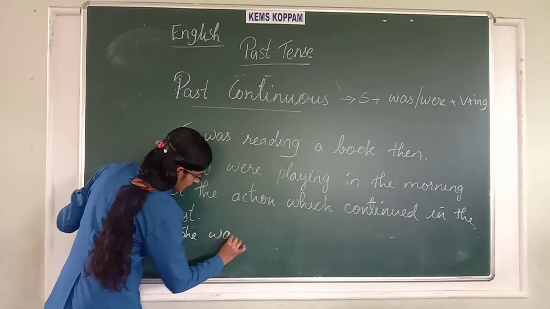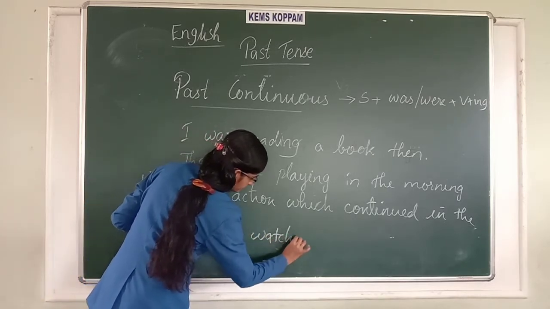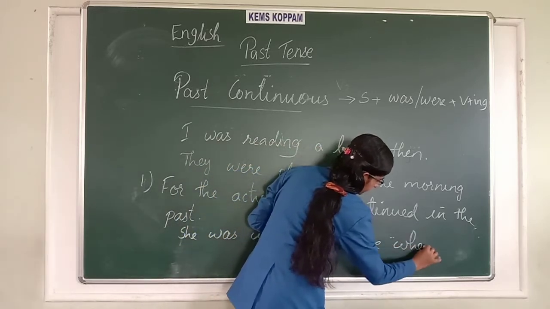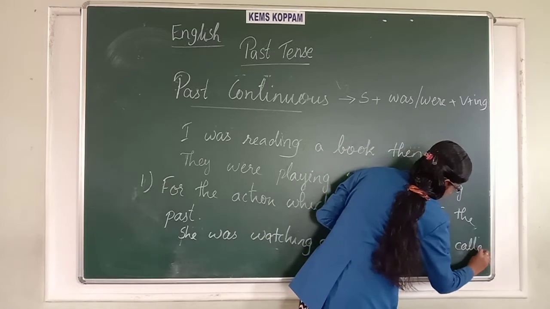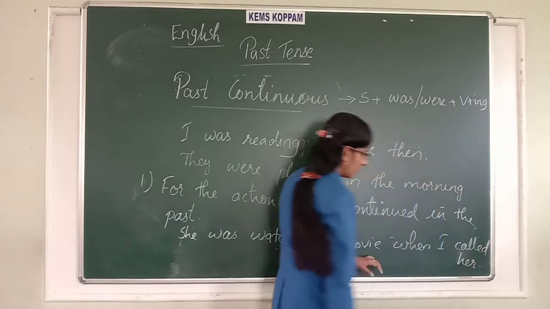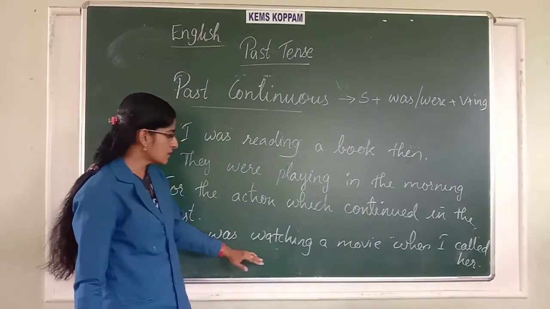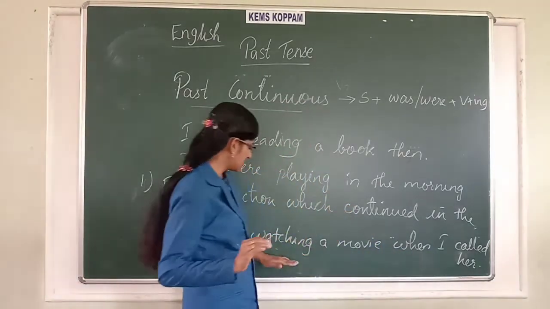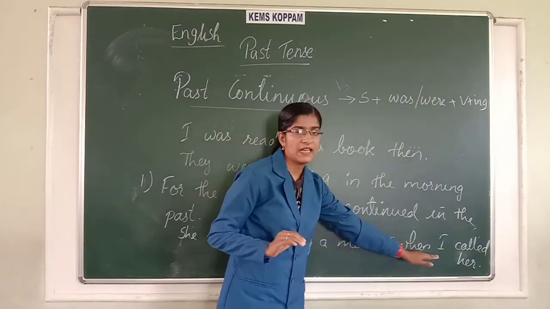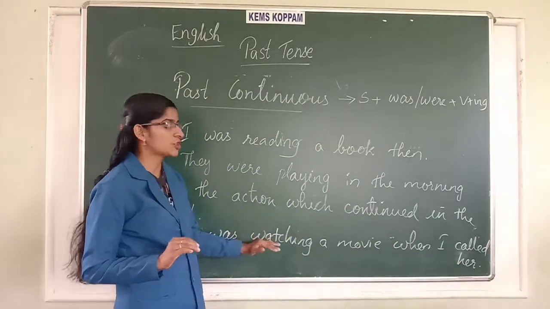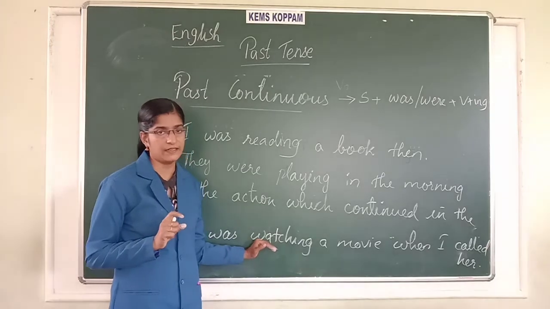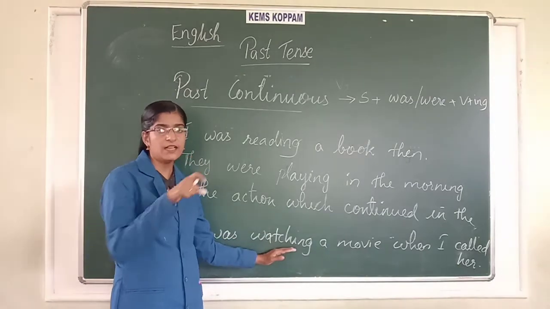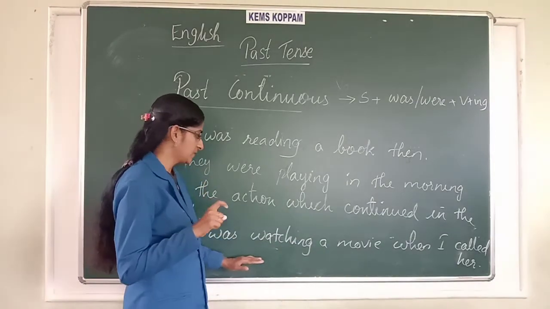She was watching a movie when I called her. Here two actions are there. She was watching a movie for a long time when I called her, and this action is interrupted by another action. Okay. She was watching a movie when I called her. Okay, when I called her, she was watching a movie. She was watching a movie continuously.